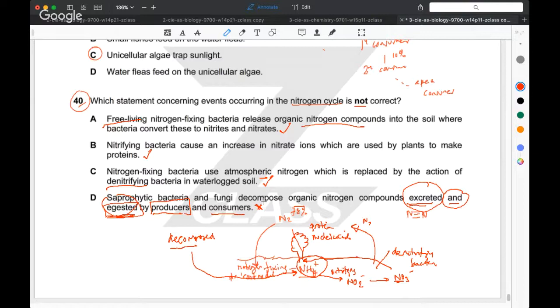But when the examiner goes through this question, the examiner is saying that, well, even if you didn't spot that, you should have spotted that A was correct, B was correct, and C was correct. And so that only leaves D as the possible false answer here.